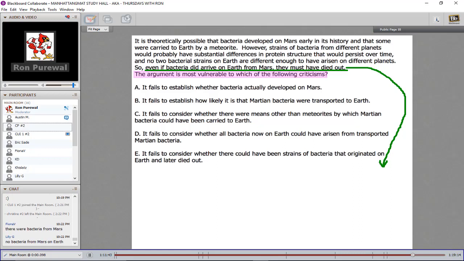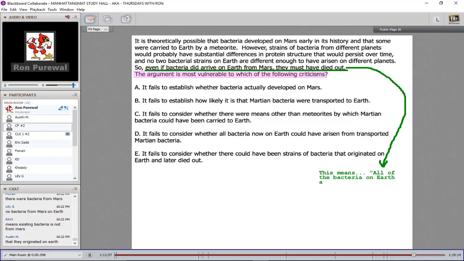Yeah, it's what Lily says. This means that all of the bacteria on Earth are from Earth. Or at least they're not from Mars. I mean, that's what they're saying. So, maybe they're from somewhere else, or at least that. In other words, Earth has no bacteria from Mars. That's what they're saying in this sentence.